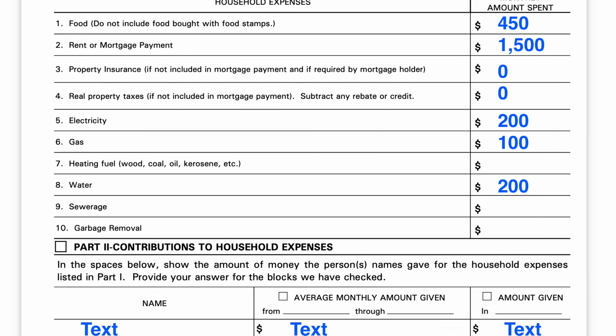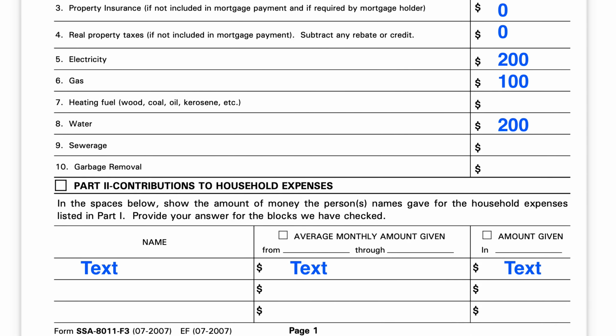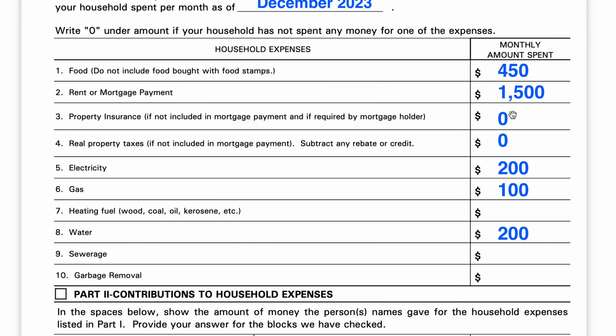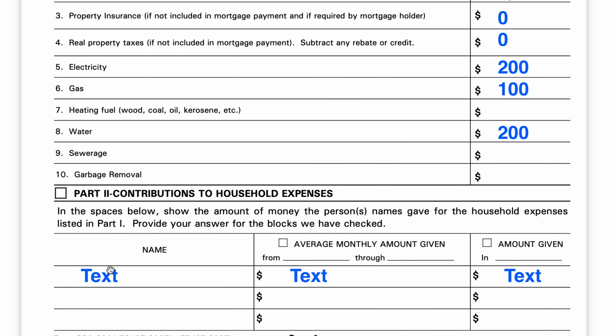So what you may consider is, forgive me for a moment, I'm trying to get this field up here. There we go. So what you may do is just say, hey, your total expenses appear to be 500, 900, 950, close to $2,500.